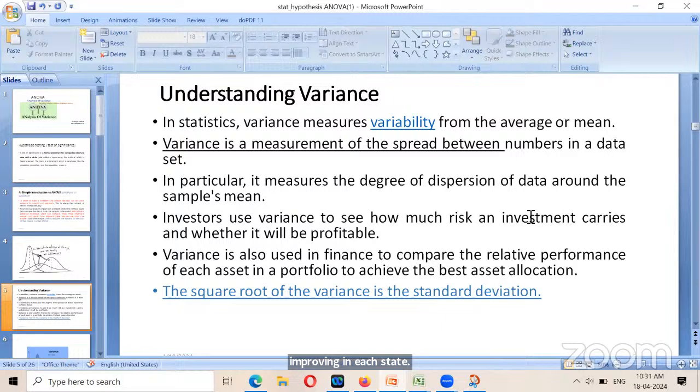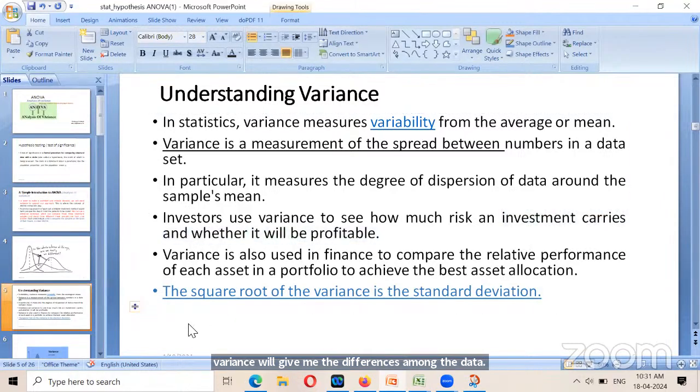After I compare the results of all these three unit tests, I can apply the ANOVA test and see whether students are improving or not. If they are not improving, what is the significant difference, or what are the significant reasons behind it, that I can decide in my conclusion. So variance will give me the differences among the data. That is the reason variance is very important here.